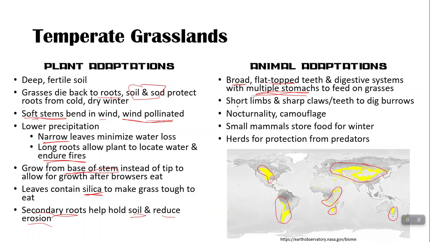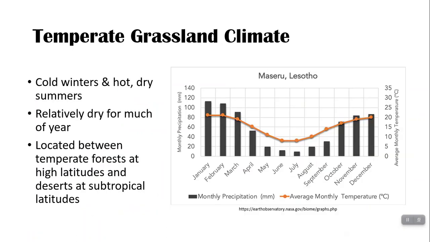Some of them that burrow will have short limbs and sharp claws or teeth so they can dig. Nocturnality is also an adaptation because there's not a lot of places to hide during the day. Camouflage in the grass. Small mammals also store food for the winter or for the dry season. And then some of them will live in herds to help protect themselves. Think giant herds of bison roaming the grasslands.